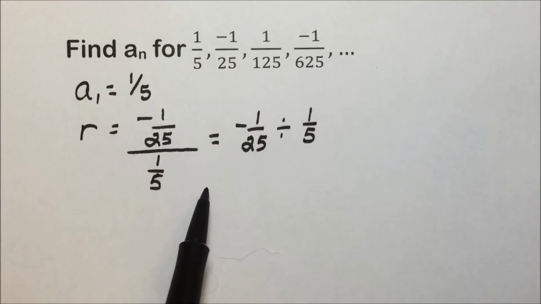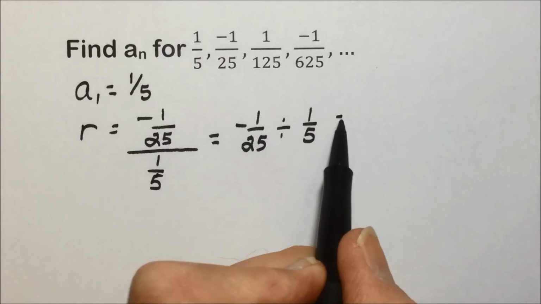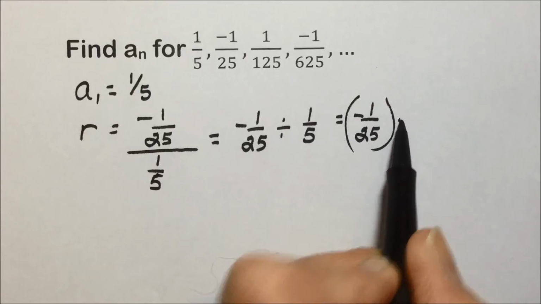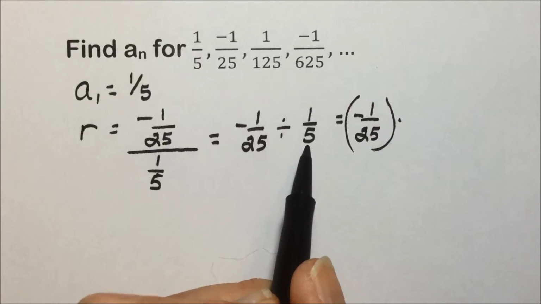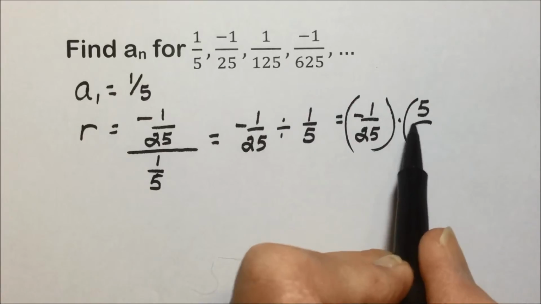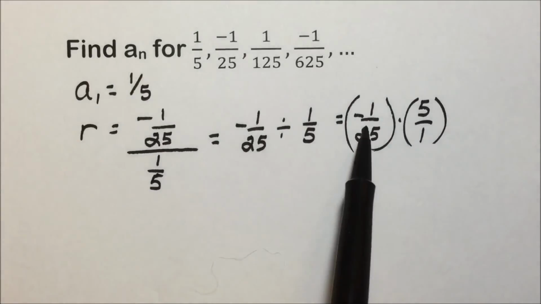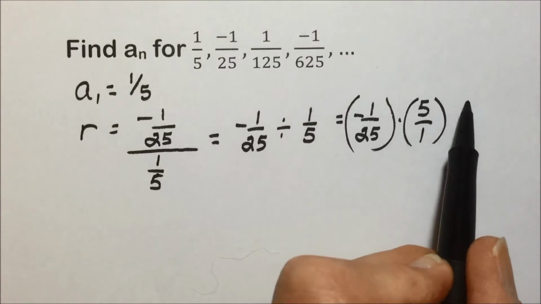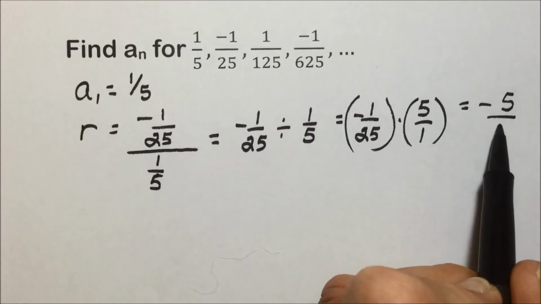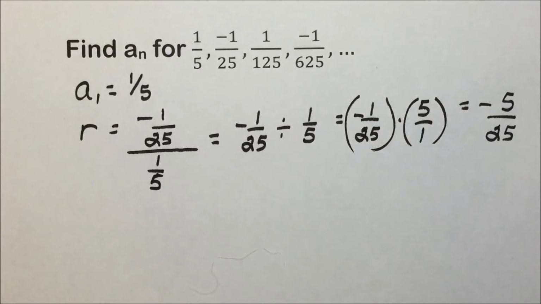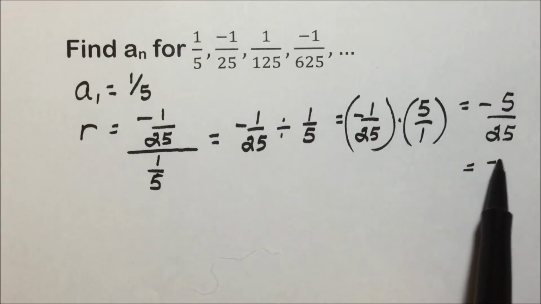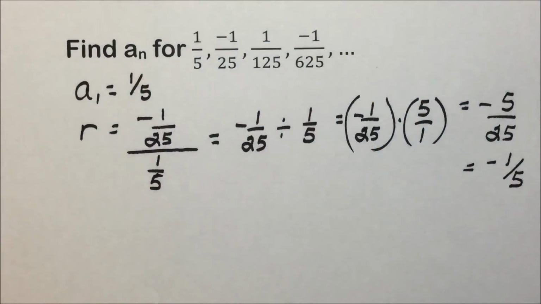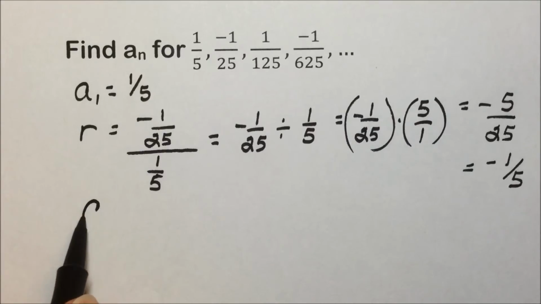When we divide fractions, we can invert and multiply, so we end up with negative 1/25 times the reciprocal of 1/5, which is 5/1. We have a negative times a positive, which is negative. We'll end up with a negative 5/25, which reduces to a negative 1/5. Now we can find that generic nth term.